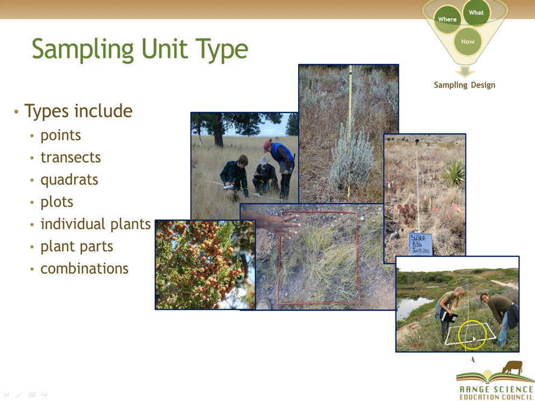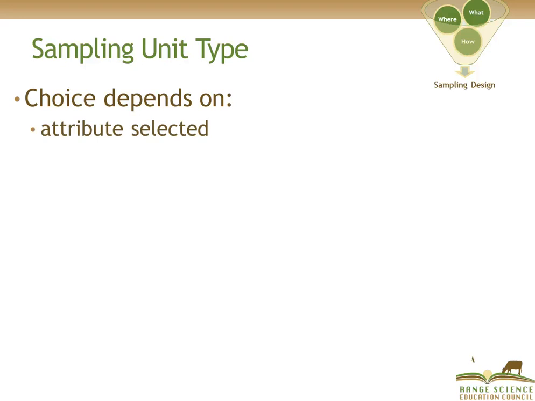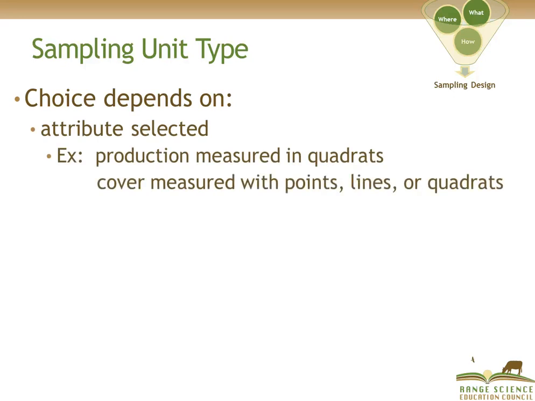So here's a transect. They position a quadrat at one location on the transect, take their measurements. They will then move this quadrat to another position on the transect and take multiple measurements along the transect. So that's an example of a combination sampling unit. Our choice of sampling unit depends first on the attribute that we have selected. Certain attributes, such as production, can only be measured in quadrats. Cover, on the other hand, can be measured with either points, lines, or quadrats.